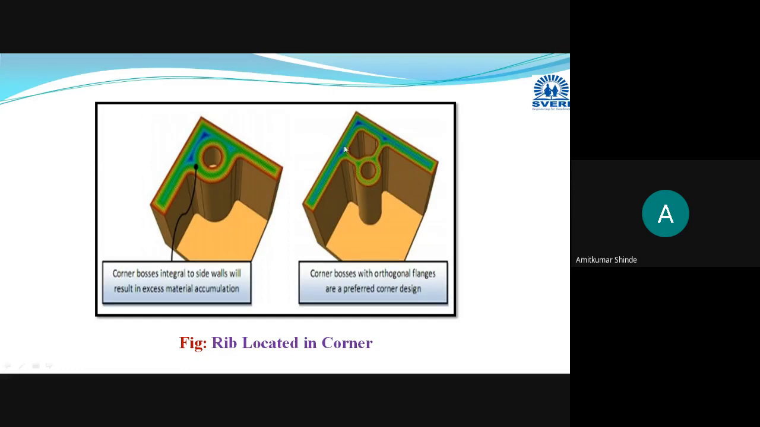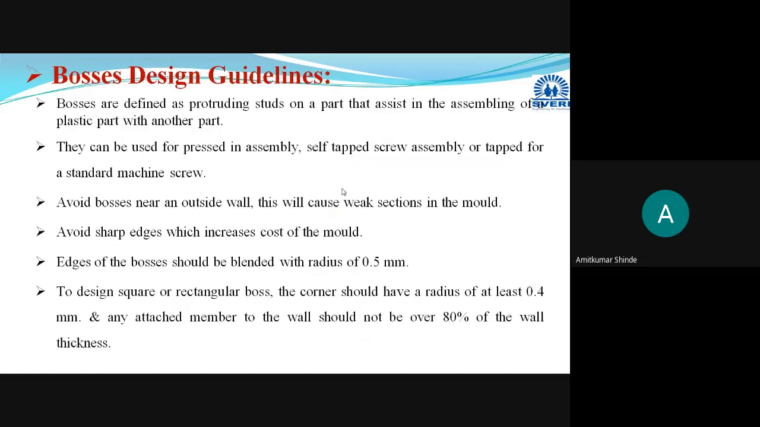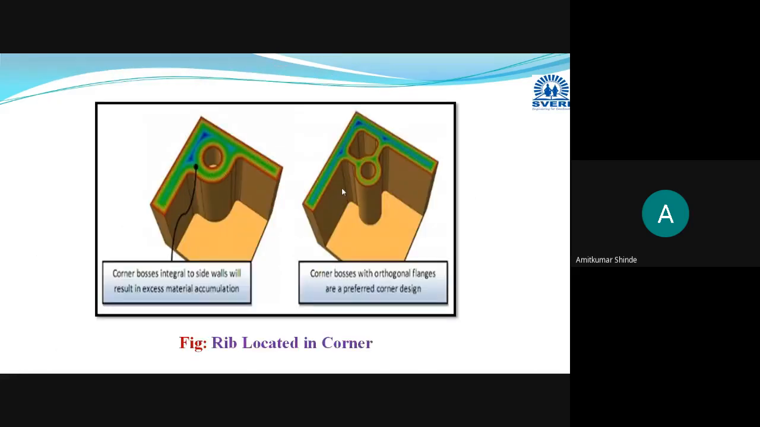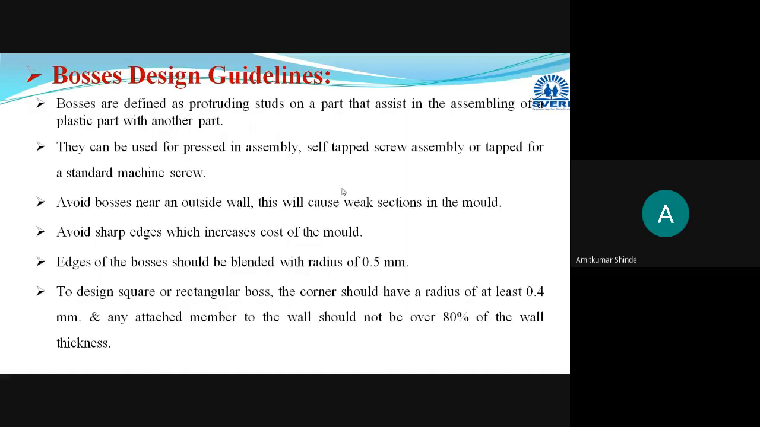Whenever you are providing the rib at the corner, you have to provide it with a radius or fillet also, and the rib is given here. In this way you can design the rib by following the provided design guidelines. After that, we will move toward the design of the boss.